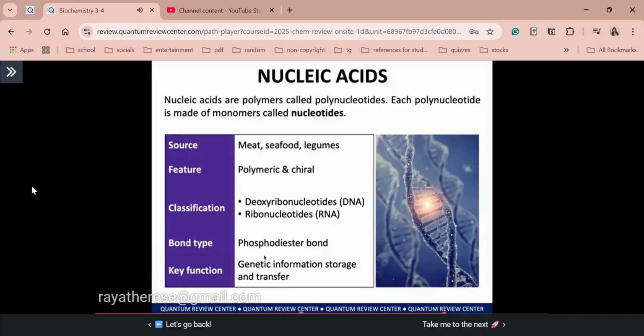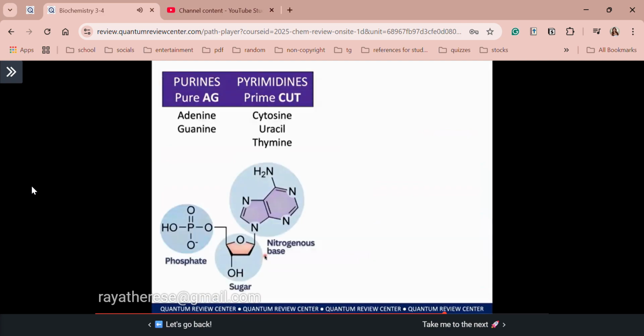So now, we will proceed with the composition of your nucleotides. First, this is the structure of one nucleotide. We have a nitrogenous base and a sugar. Your sugar depends on whether your nucleotide is deoxy or just ribonucleotide. And lastly, all nucleotides have phosphate groups. The nitrogenous bases can be classified into two categories. We have purines and we have pyrimidines. For purines, we have adenine and guanine, and for your pyrimidines, we have cytosine, uracil, and thymine.